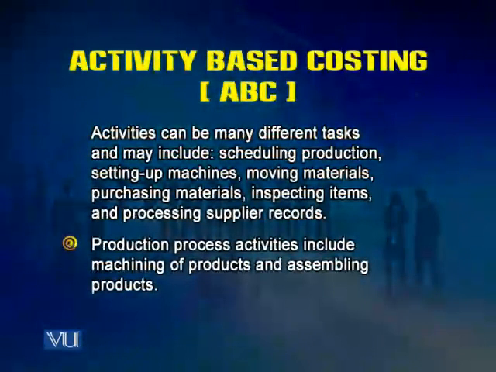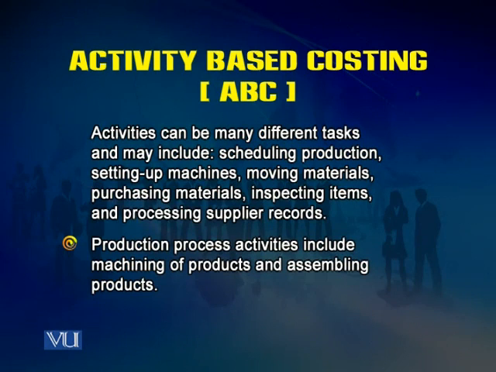Normally, these activities will have to be established. The organization will need to set out what the activities are, and gradually they will then allocate costs to these activities and compile costs for the activities. We have said we are going to use cost drivers. The basis on which to measure activity and costs will be the selection of the cost driver. Production process activities include machining of products and assembling products.